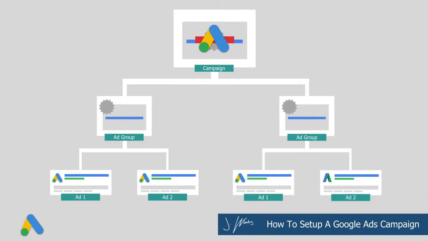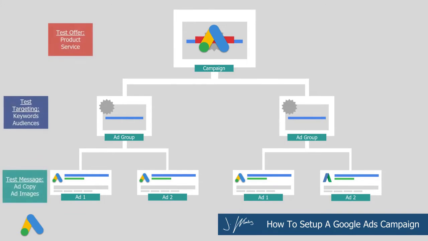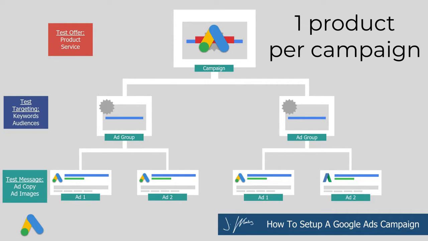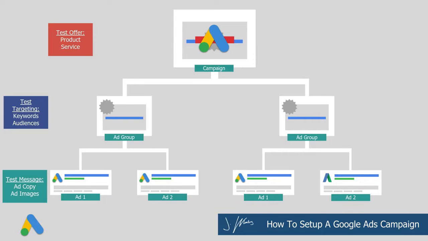Now, before we get into the very first step, which is the offer, I want to quickly go over how Google Ads campaigns are structured and should be structured. So at the very top, we're going to have our campaign, and this is where we're going to choose our product or service. We want to have one product, service, or offer per campaign. Then inside of our campaigns, we pretty much have unlimited ad groups. And this is where we choose who our ads are going to be shown to. We're going to be using keywords as our way of identifying our ideal customers.